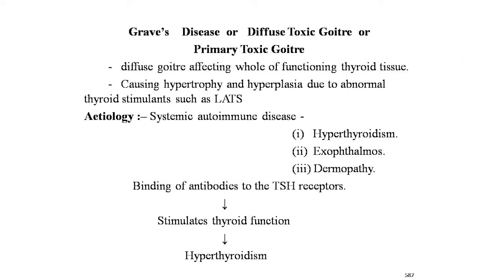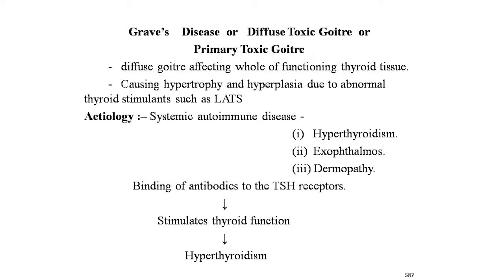Now Graves' disease, or diffuse toxic goiter, or primary toxic goiter. It is a diffuse goiter affecting the whole of the functioning thyroid tissue, causing hypertrophy and hyperplasia due to abnormal thyroid stimulants such as LATS. Now the etiology: the cause of Graves' disease is not very clearly known. It is considered to be a systemic autoimmune disease with three components: one is hyperthyroidism, second is exophthalmos, and third is dermopathy called pretibial myxedema.